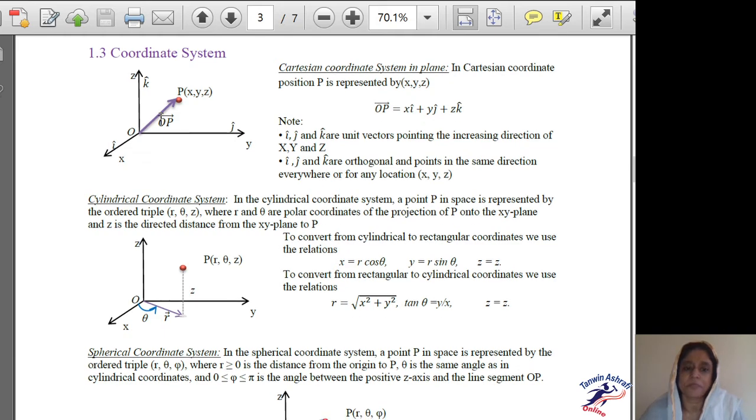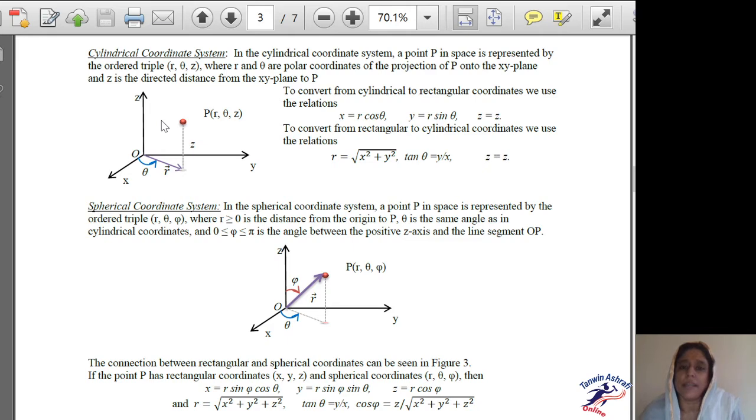Cylindrical coordinate system. In the cylindrical coordinate system, the point P in space is represented by an ordered triplet r, theta, and z, where r and theta are the polar coordinates of the projection of point P in the xy plane, and z is the directed distance from the xy plane to the point P. To convert between the Cartesian and cylindrical coordinate systems, we have six equations: x equal to r cos theta, y equal to r sin theta, z equal to z, or r equal to the square root of x squared plus y squared, tan theta equal to y by x, and z equal to z.